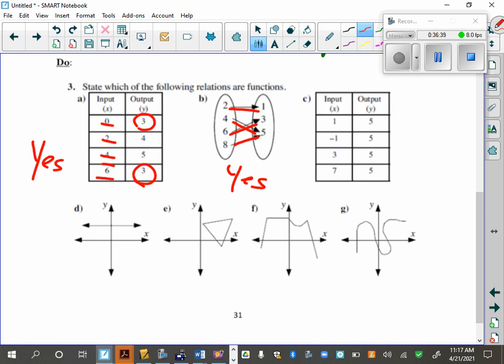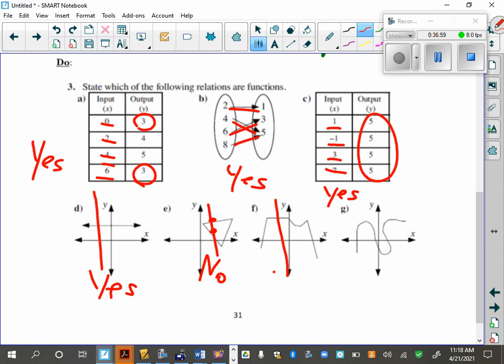This one, if you look at here, you're going to say no. If you just look at the X's, yes, they're all different. They have exactly 1 Y. Yes. No. Yes. No. Vertical line test. Any questions on those guys? Hardest questions are B and C.